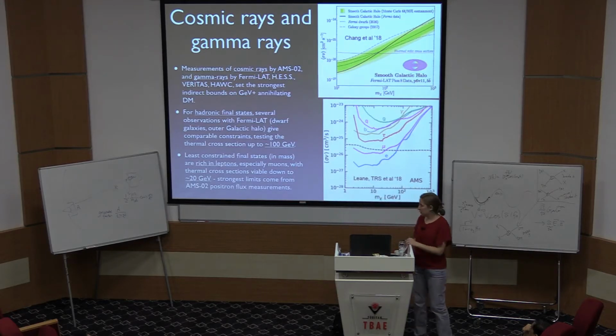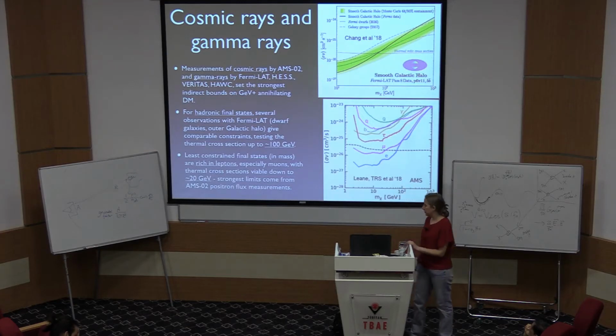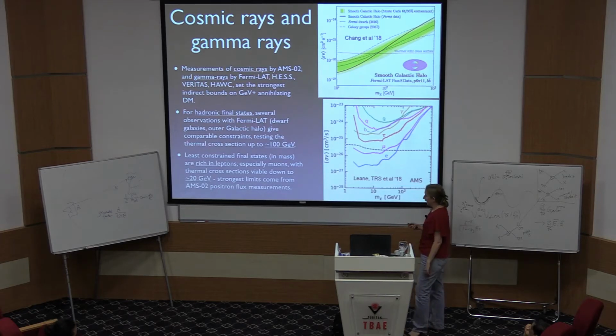Now, what Fermi and other gamma ray telescopes are bad at looking for is final states that are rich in leptons, in particular muons and electrons, because muons just decay to electrons and neutrinos. They don't make a lot of photons. Electrons and positrons don't decay at all. So those channels tend to be most constrained by the AMS-02 experiment, which is on the space station, and it measures the flux of charged particles in our neighborhood.